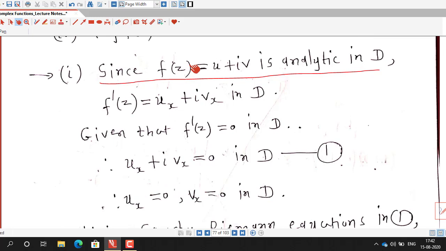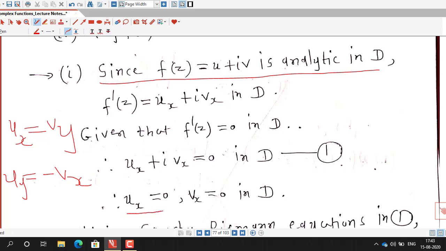Now again we use this condition: function is analytic in a domain D, therefore function is differentiable in a domain D, and therefore u and v will satisfy Cauchy-Riemann equations. And we know what are the Cauchy-Riemann equations. Del u by del x equal to del v by del y, and del u by del y is minus del v by del x. So ux is 0, that will imply that del v by del y is 0, and vx is 0, that will imply del u by del y is 0.